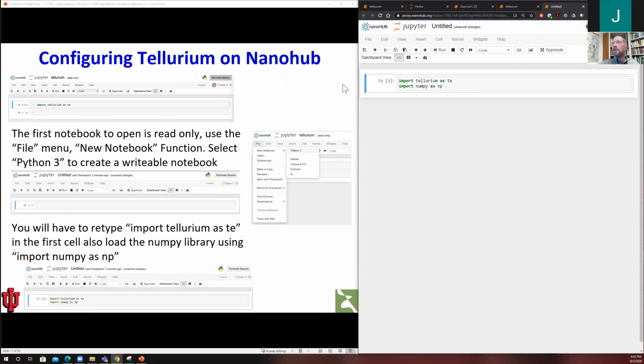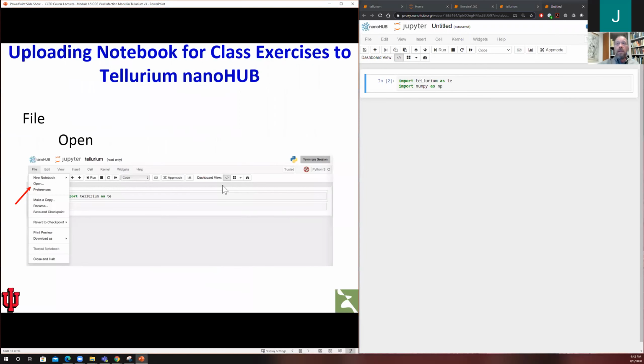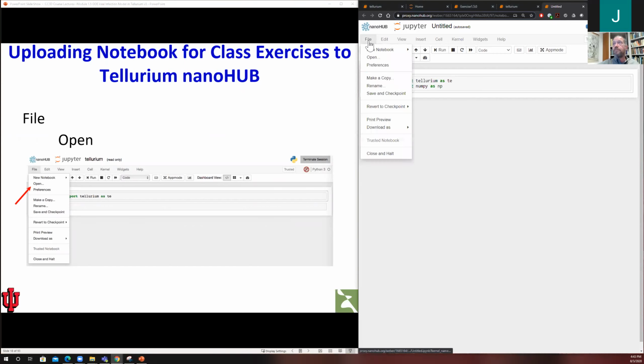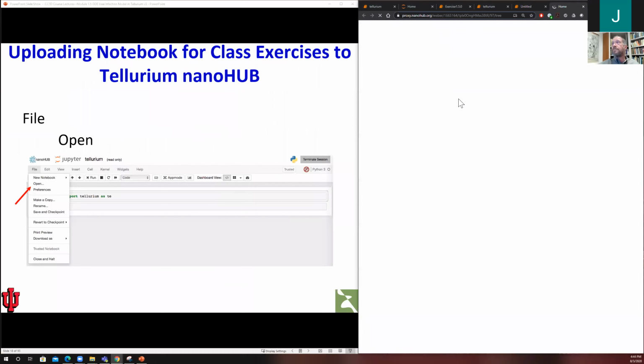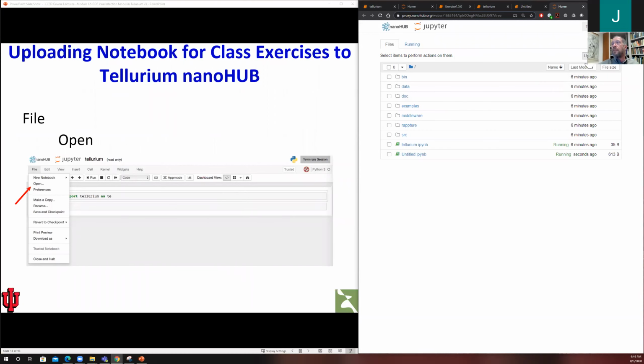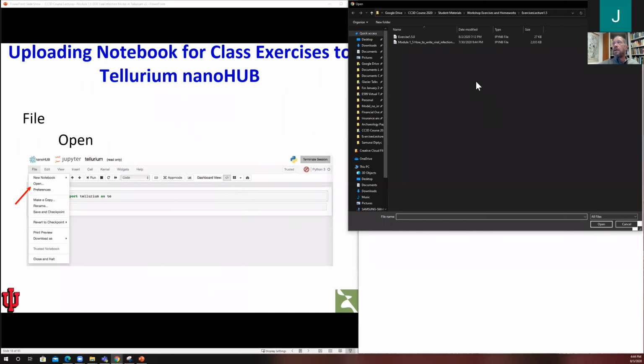So now we have Tellurium running, and we're going to upload the demos that we're going to run today. So just as before, you're going to go to File, select Open, and do Upload, and you're going to navigate to CC3D course, Student Materials, Workshop Exercises, and Homeworks Exercises, Lecture 1.5. Everybody got that? You want to make this text in the notebook a little bit bigger, I can do that. As soon as we've done the upload, I'll make the text bigger.